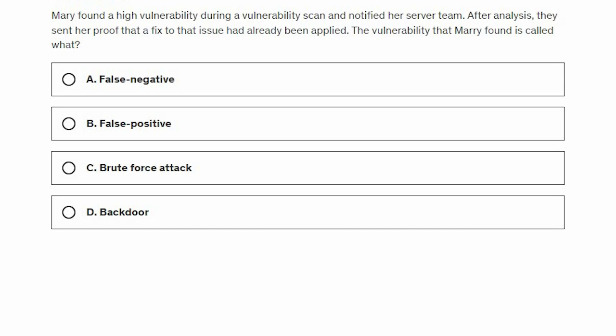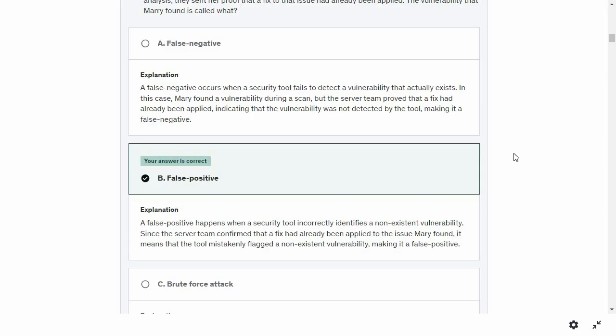Pause the video and answer this question. The correct answer is B. False positive. Question number 2. Answer explanation. Answer number 1. False negative.